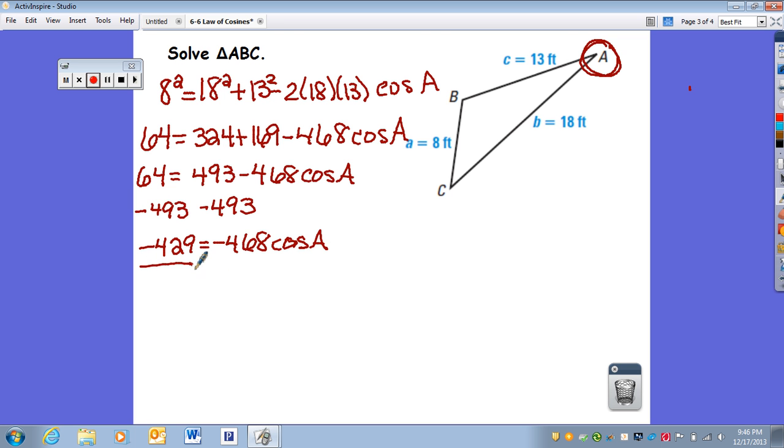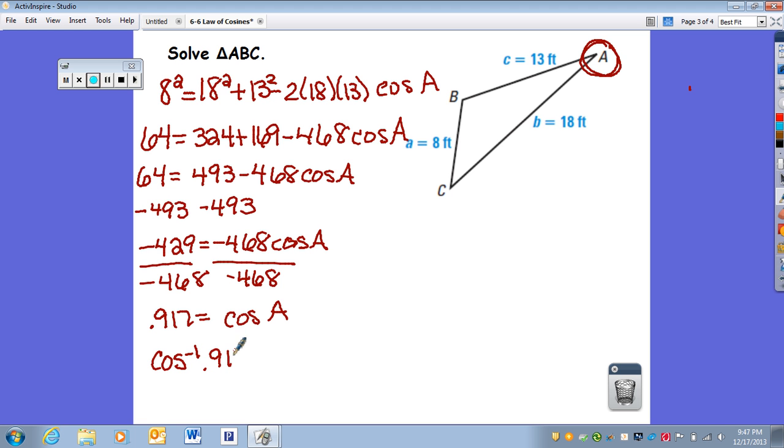So I'm going to divide both sides by negative 468. And when I do that, I'll get approximately 0.917 is equal to the cosine of A. So to find the degree measurement of that particular angle, we want to use the inverse cosine of 0.917, and that's going to be approximately equal to 23.5 degrees.